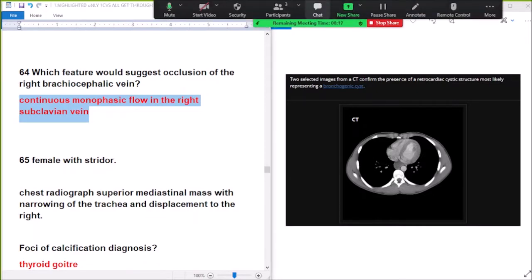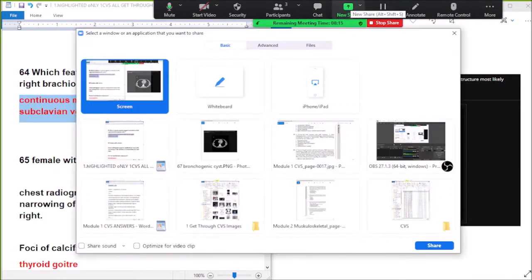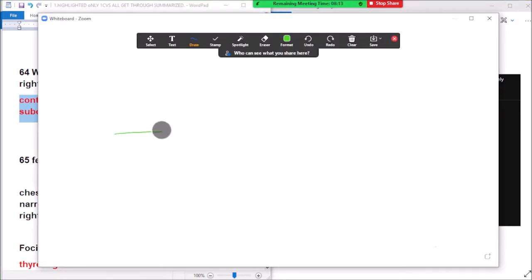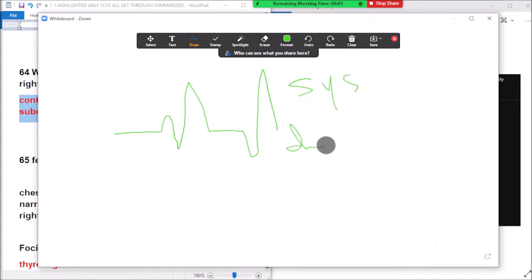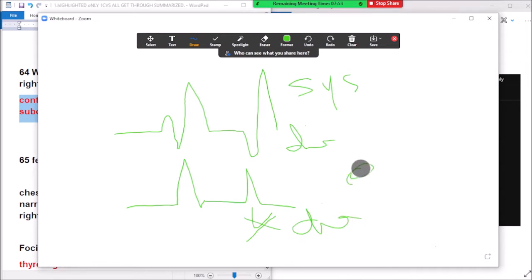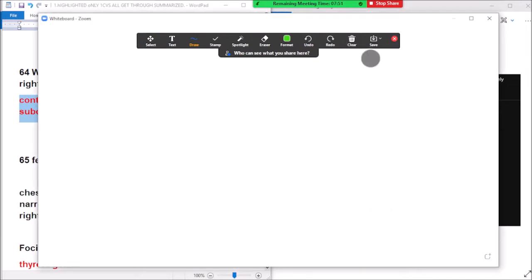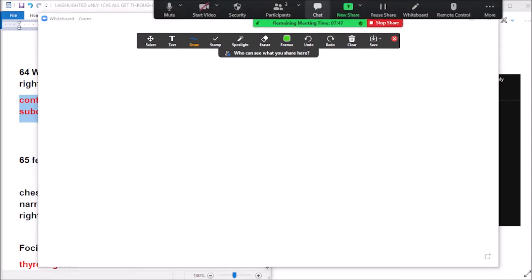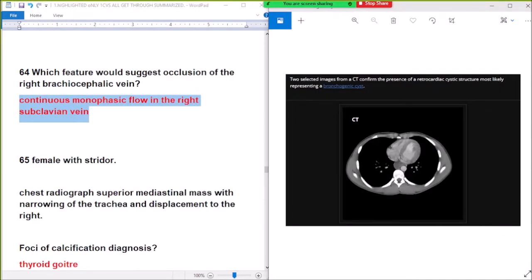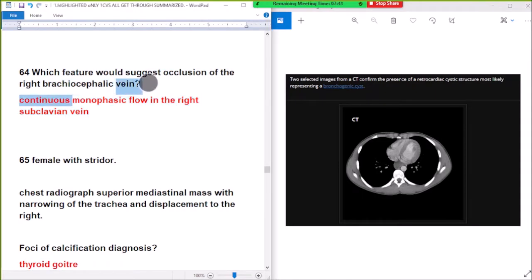In normal flow, there is systole and there is diastole. But in monophasic flow, there will be only systole and no diastole. So there is no diastole, so it means there's some obstruction. So when there's occlusion of the right brachiocephalic vein, there will be continuous monophasic flow in the right subclavian vein.